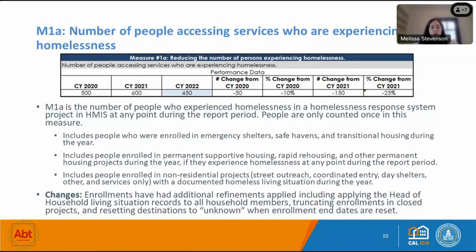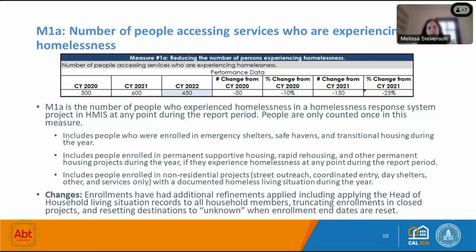So that's everyone who experienced homelessness in your system based on data in your HMIS and then in HDIS during the reporting period. So you'll have everyone for 2020, 2021, and 2022, and then you can see the changes between those years as well.